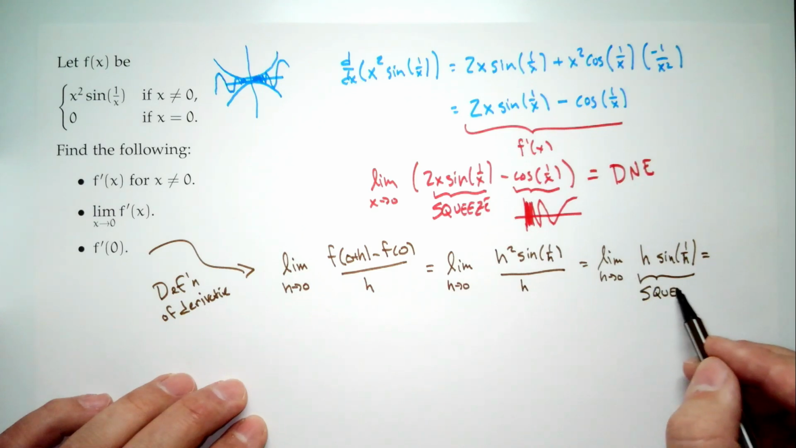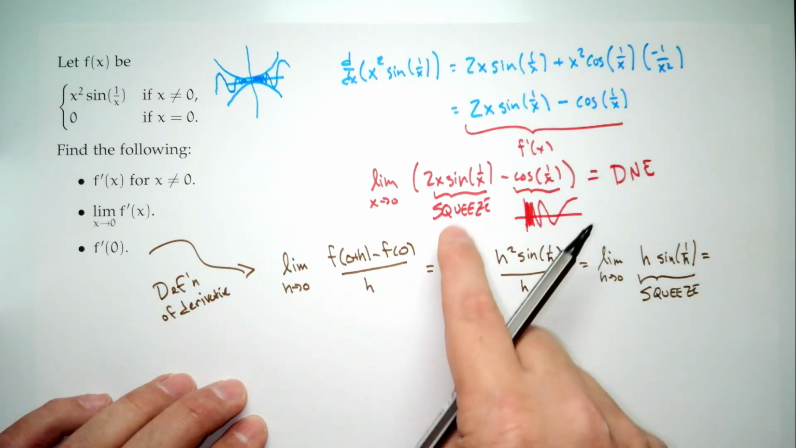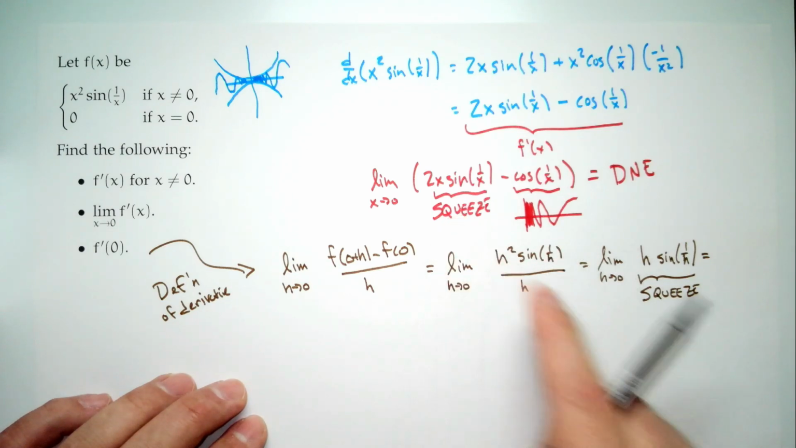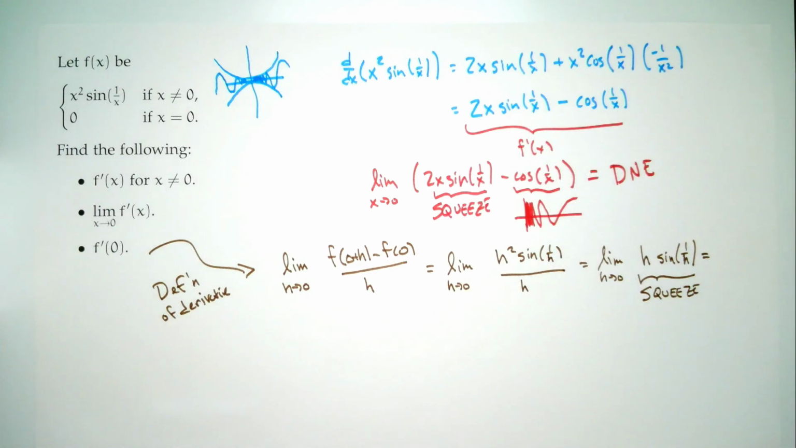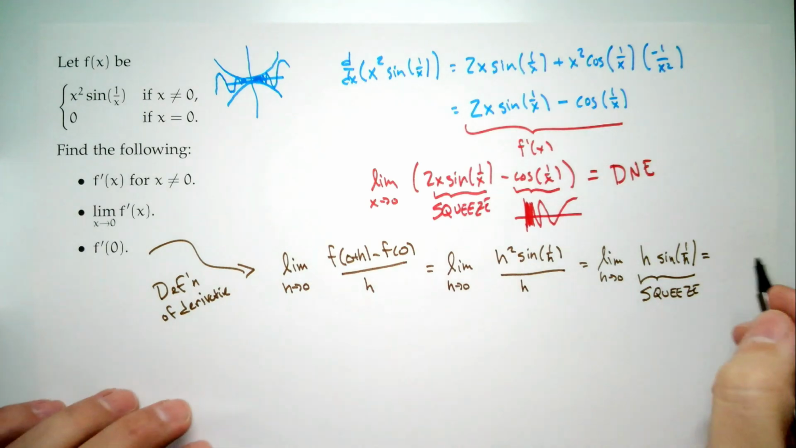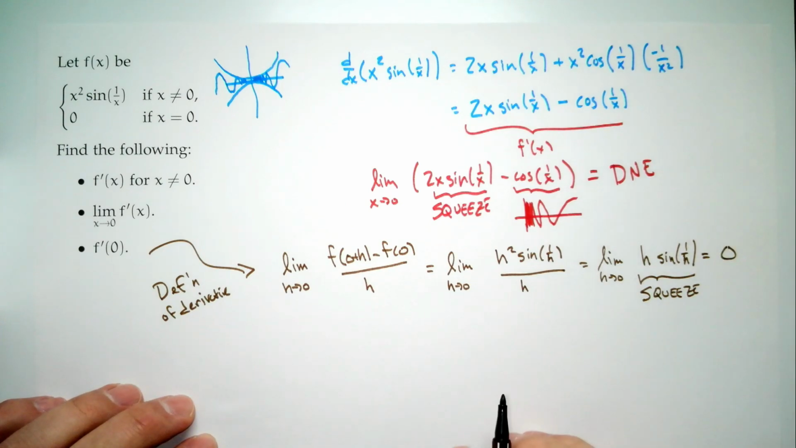We can squeeze it. It's essentially what we're doing here. What you can do is bound sine 1 over h between 1 and negative 1. So h sine 1 over h, you can essentially bound between h and negative h. And those go to 0, which means f prime of 0 is 0.